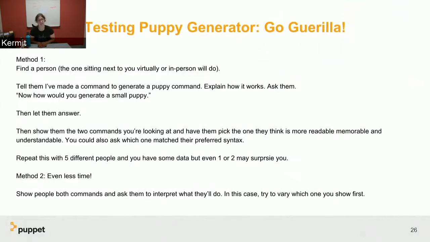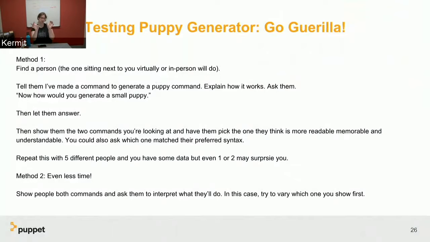But for Puppy Generator, you could literally just be like, hey, person who sits next to me at work, I made a command that generates puppies. And then you could show them the basic command and then ask, how would you generate a small puppy, and see what they come up with? You could have them look at the 2 commands and then pick the one and then just rate them, like that thing we saw earlier. How memorable is this? How understandable is this?